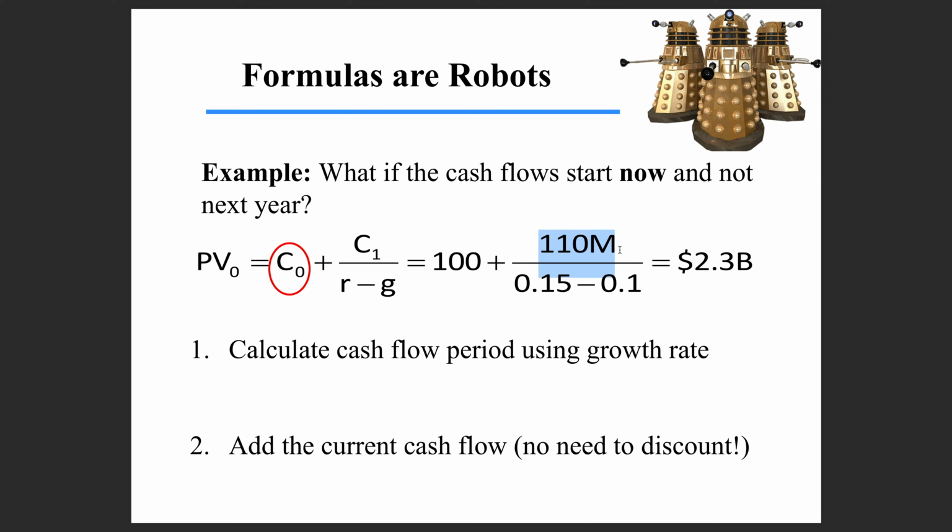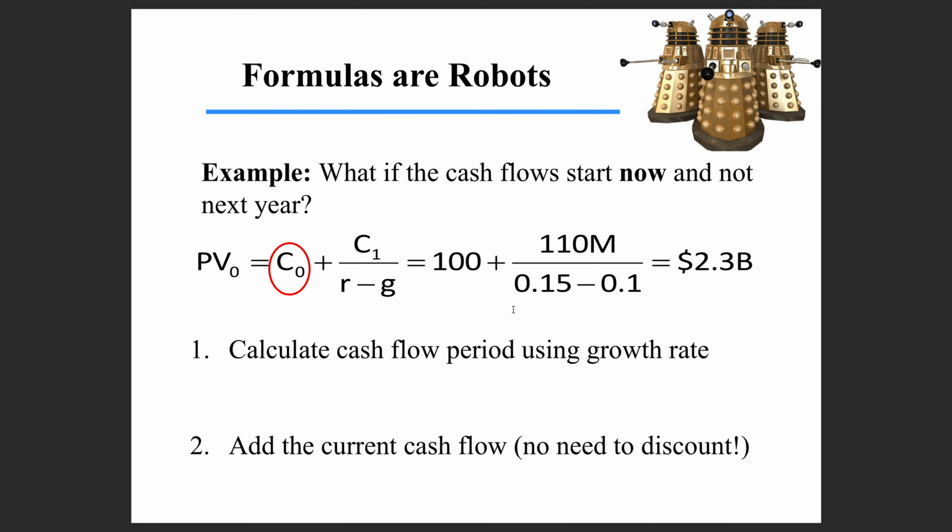But please do realize that this entire fraction gives us present value of all cash flows from time 1 to infinity, but time 0 cash flow is not included. I simply have to add it separately. The result is $2.3 billion.